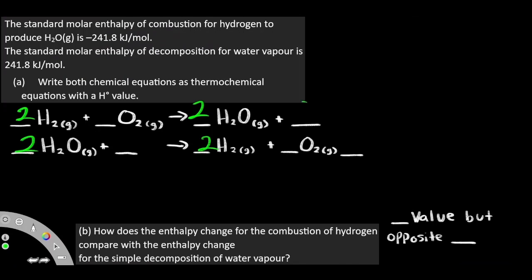So it's going to be over here. However, there is 2 moles of hydrogen as opposed to per mole as stated here. So we have to times 2. So this would be 483.6 kilojoules.